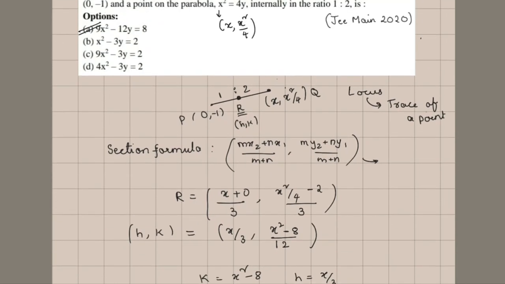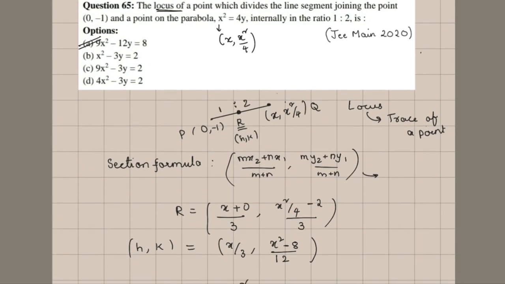So the whole concept is section formula, which is so simple. You will get 4 marks easily in the JEE Main 2020 if you know this section formula concept.